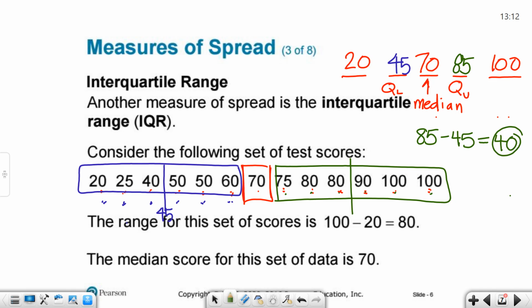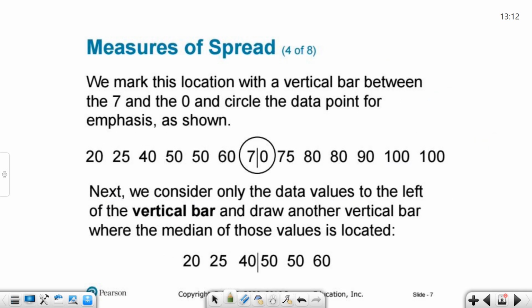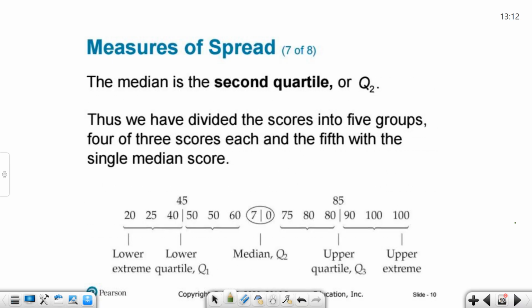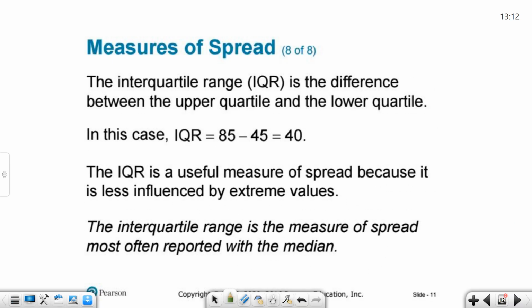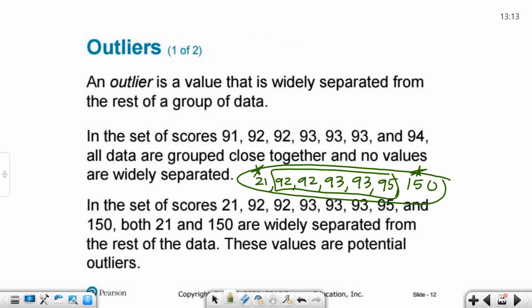So going back to this problem from earlier, the interquartile range is the upper quartile minus the lower quartile. In this case, it would be 40. This is slide 6, but if you click on slides 7, 8, 9, 10, that's where we got the 40. It explains it all out in words if you need it.